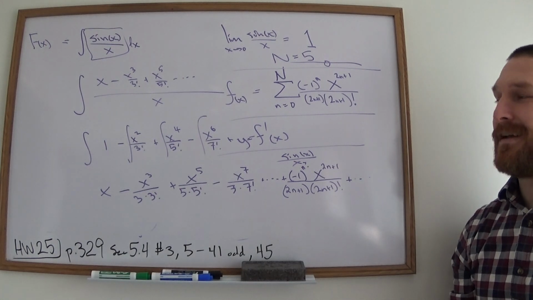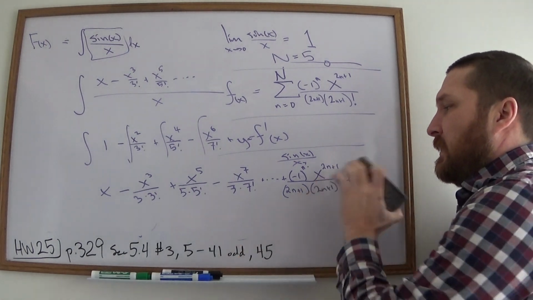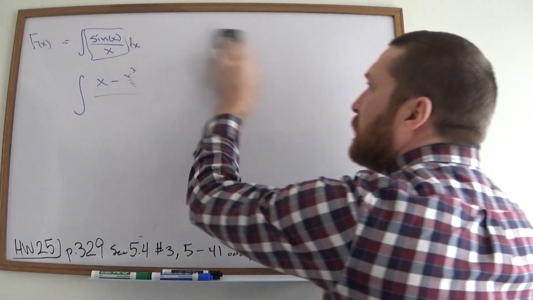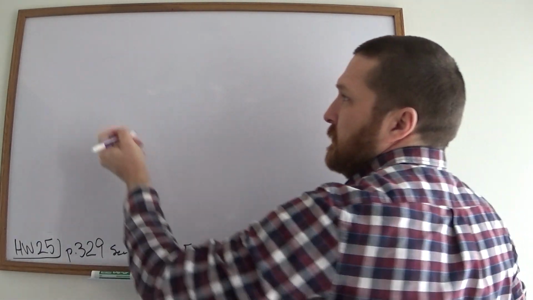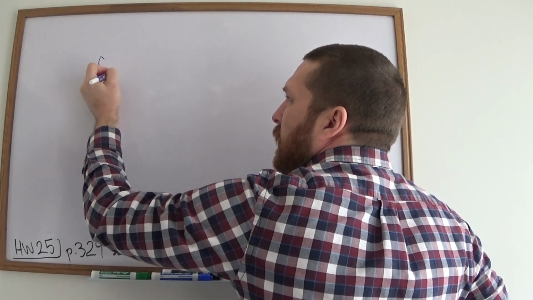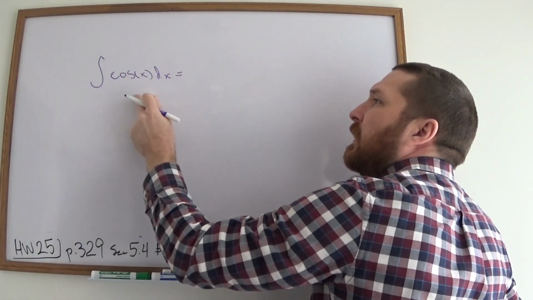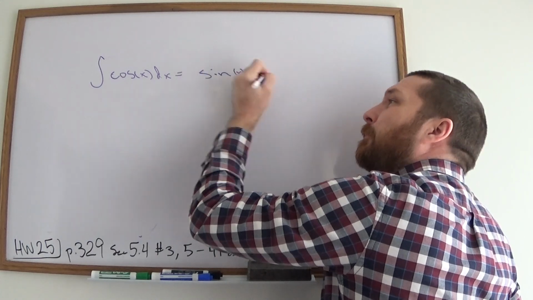So that's just interesting, something to know: if you're integrating an infinite sum, it may or may not converge, or it may or may not be just junk that you're doing. So what's the integral of cosine x? Just sine, plus a constant.